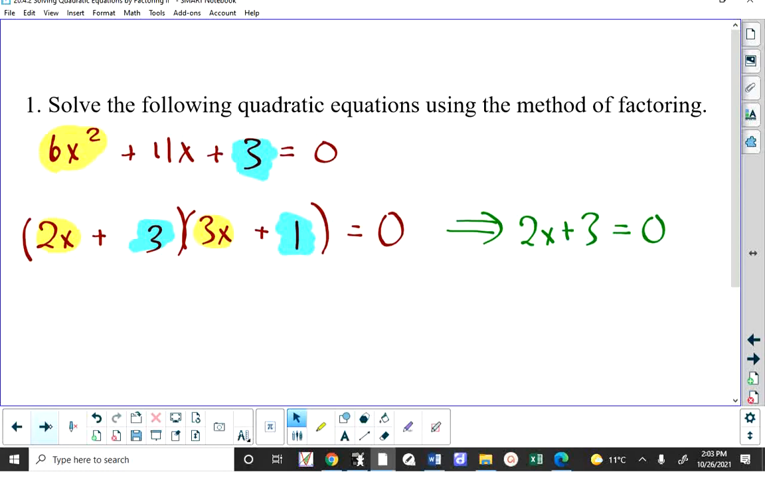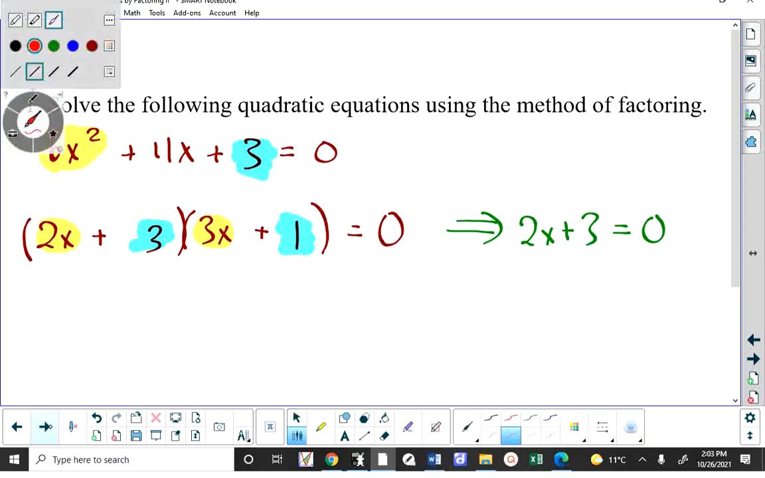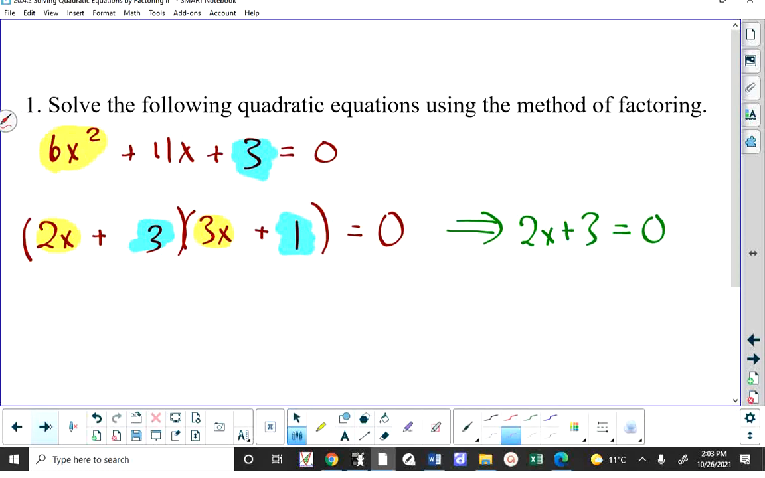So that's what we did. We said, if I multiply 2x and 3x together, do I get 6x squared? Yes. If I multiply the 3 and the 1 together, do I get the 3? Of course.